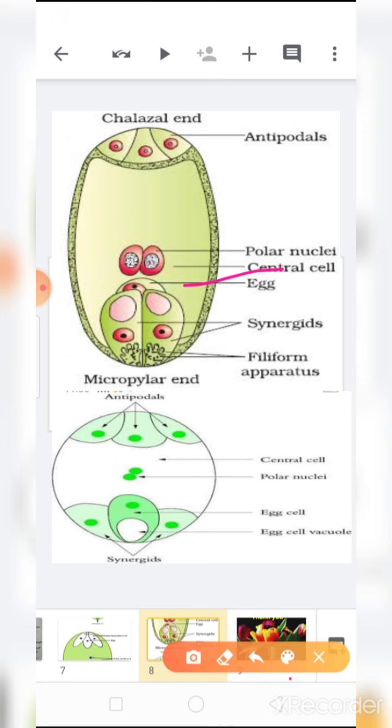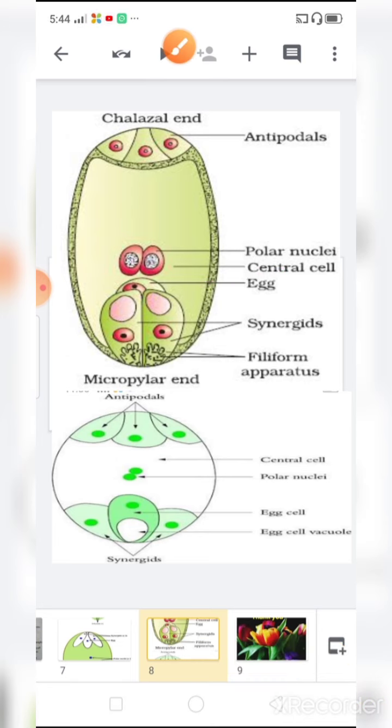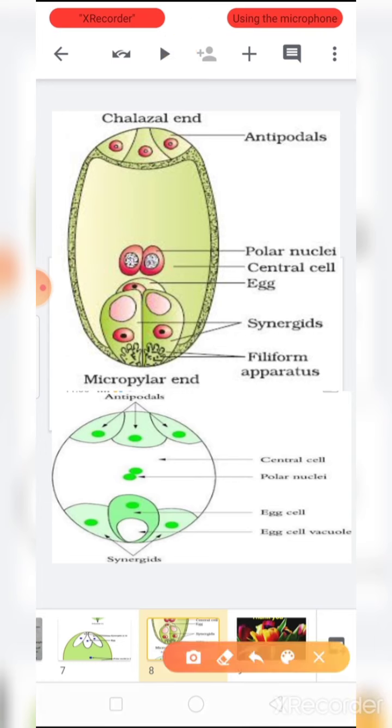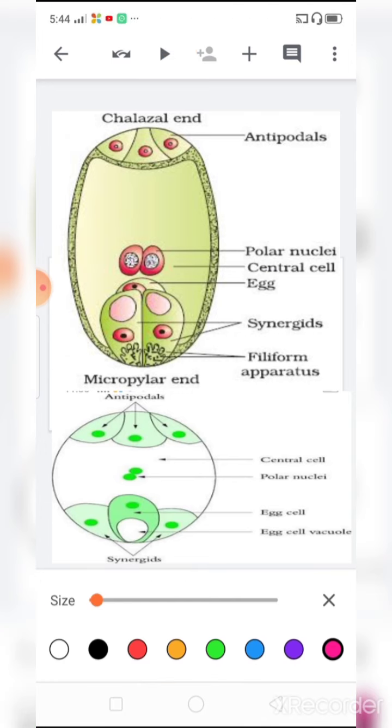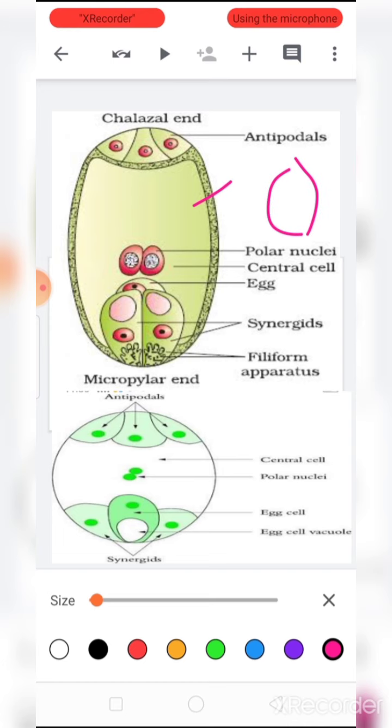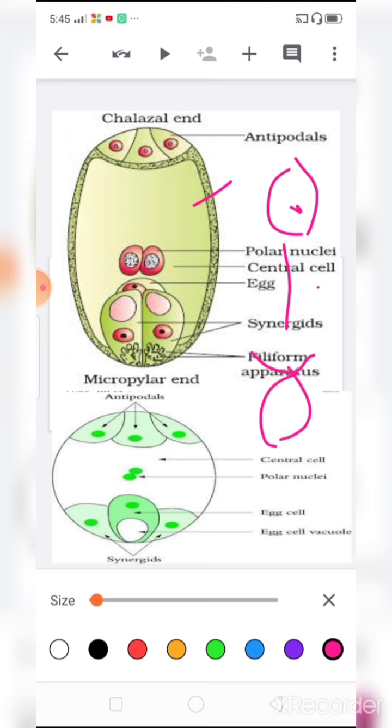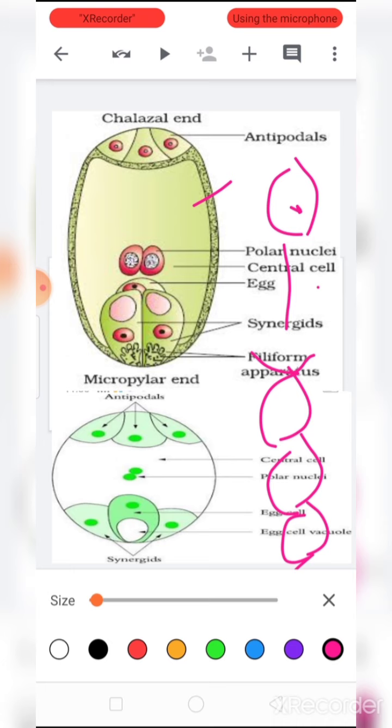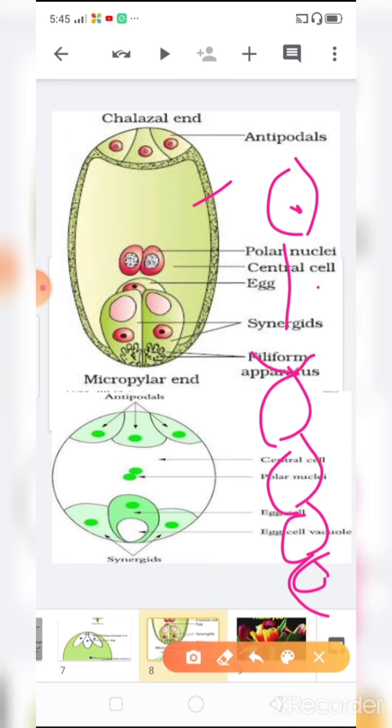The development of embryo sac is of polygonum type. Embryo sac development starts from the megaspore mother cell. This megaspore mother cell undergoes meiotic division and produces 4 haploid megaspores, the megaspore tetrad, which are arranged in a line.